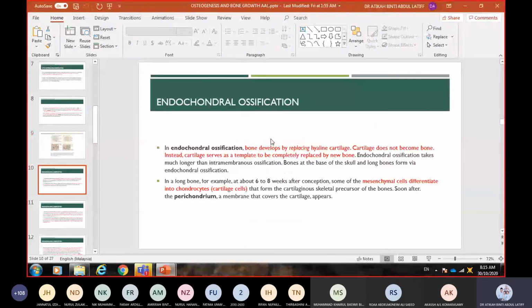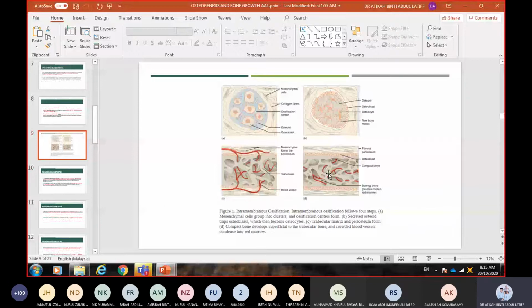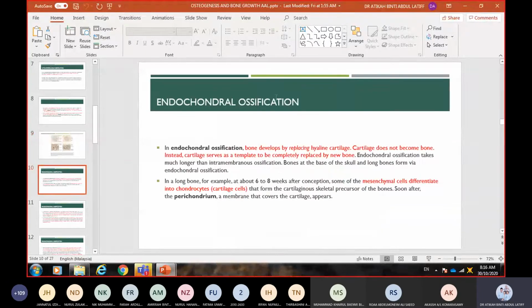So next is endochondral ossification. In the previous process, there is no involvement of cartilage. It's just directly from bone tissue differentiating into the two different parts of the bone. But here in endochondral ossification, because of the name chondral, it involves the development of cartilage. So in endochondral ossification, bone develops by replacing hyaline cartilage. The cartilage itself does not become bone, but it becomes a template for which the bone is formed on.